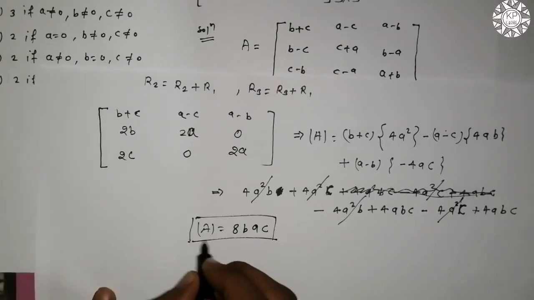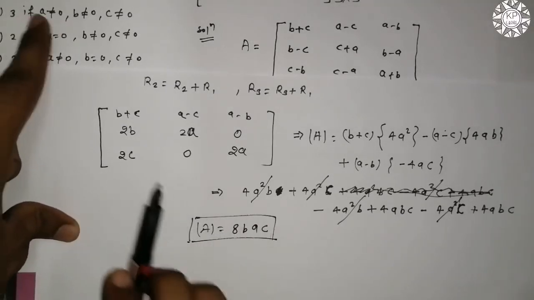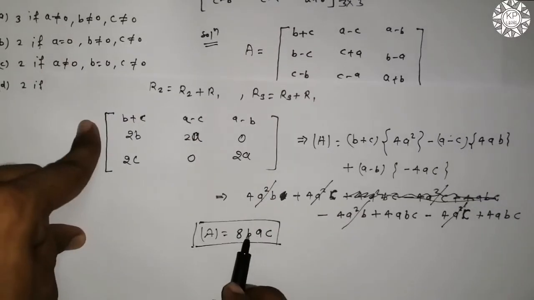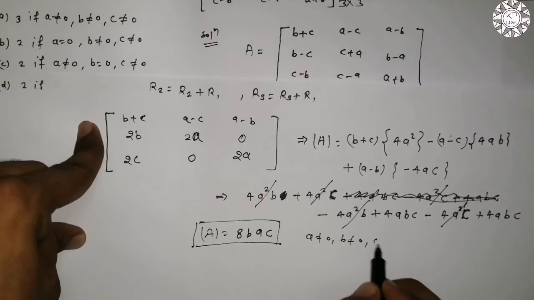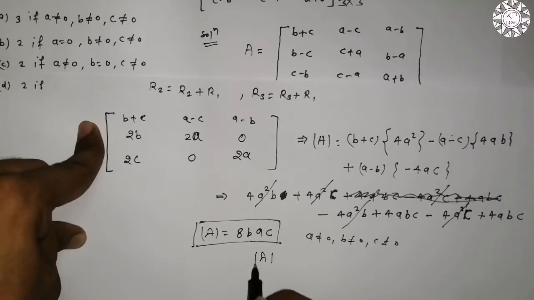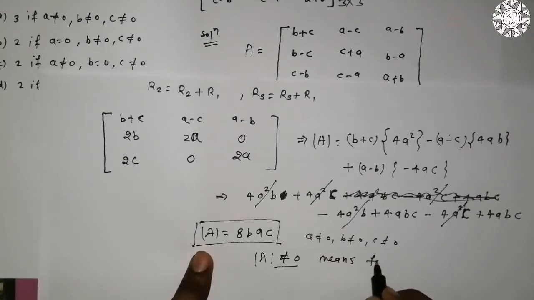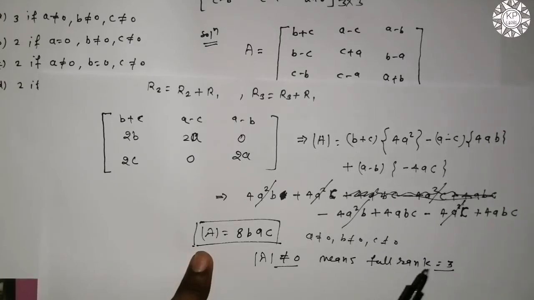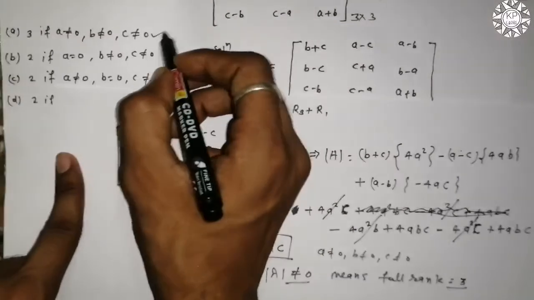Now check the options one by one. In the first option, if a not equal to 0, b not equal to 0 and c not equal to 0, we get the determinant of A not equal to 0. That means full rank, rank is 3, equal to the order of the matrix, so the first option is true.